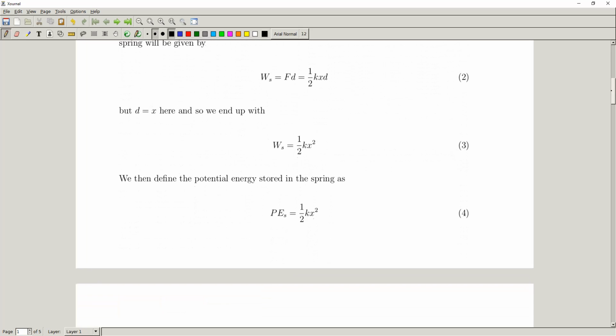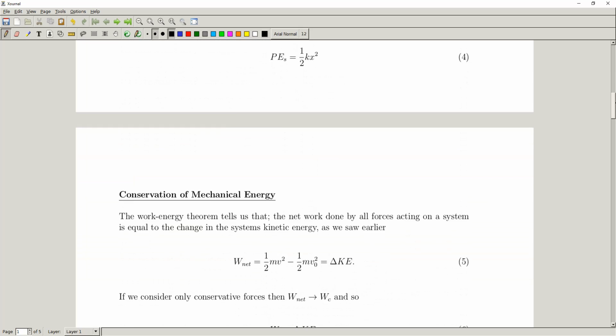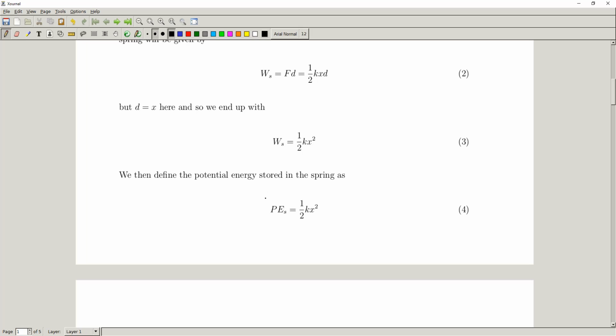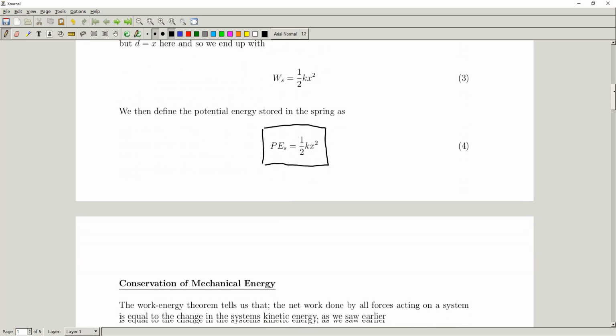And that's great. We define this work that we've done on the spring, storing this potential energy in the spring, as the spring's potential energy, and this is our expression for our spring potential energy. I probably should have boxed this one, so I'll box it. This is going to be our definition for a spring potential energy, 1/2 kx squared, and we're going to use that going forward here.